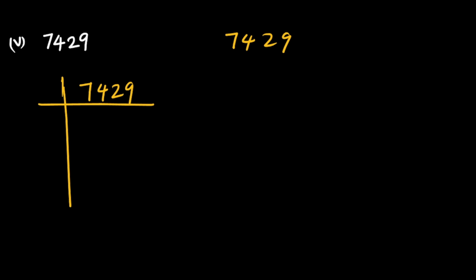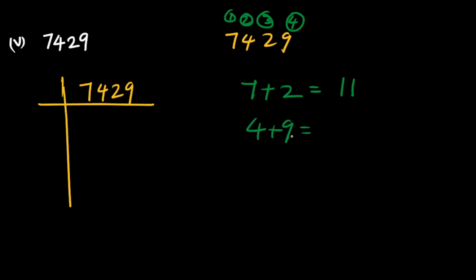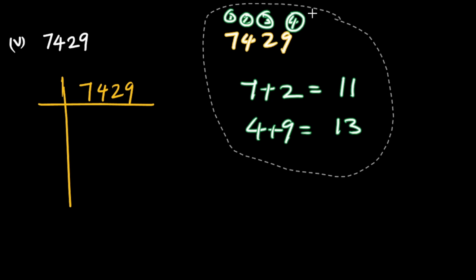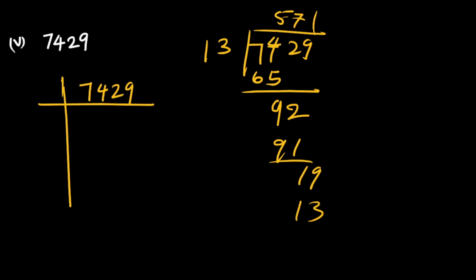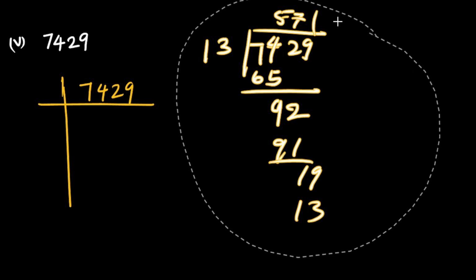What about 11? We'll position the numbers, that is 1, 2, 3, 4. Sum of the digits in the odd position, that is 7 plus 2, we'll get 11. Then sum of the digits of the even position, that is 4 plus 9. 4 plus 9 is 13. When you subtract, you will not get 0 or 11. So this is also not divisible by 11. Okay, now the next number is 13, right? So 13, you have to check with long division. When you subtract, you'll obviously get a remainder, so it is not divisible by 13 also.